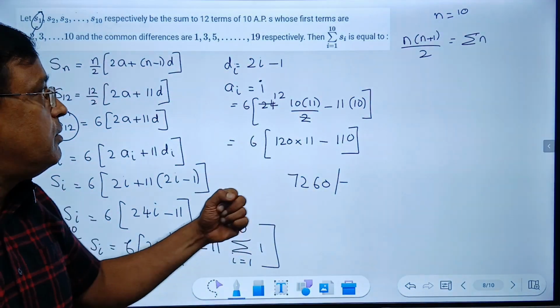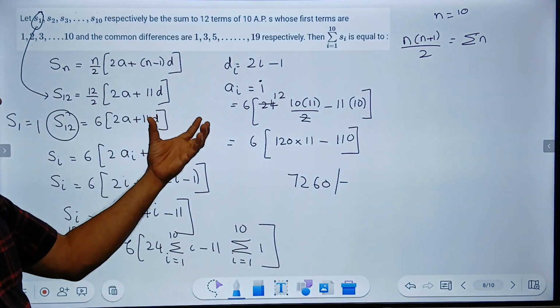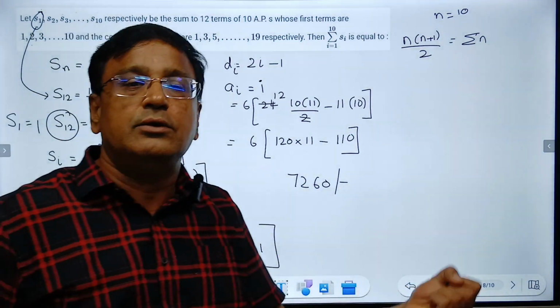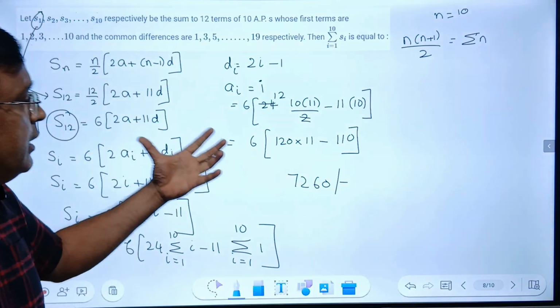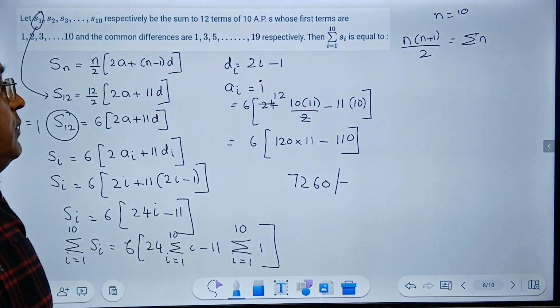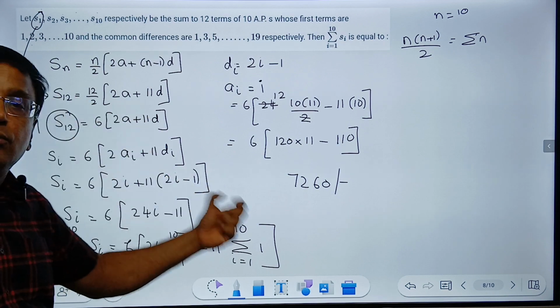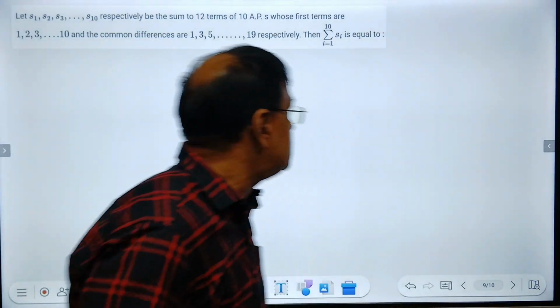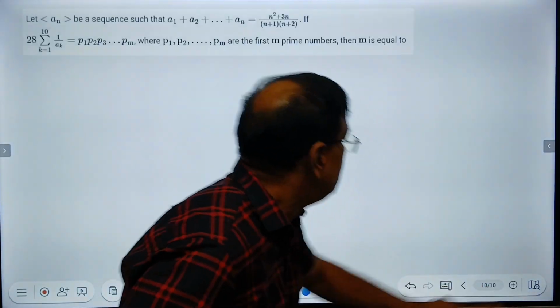Very, very nice problem. See the depth of whatever you have studied in 11th standard sequences and series. It's the same idea. No extra idea is used, but the questions are framed so lovely that you have to think to do these problems. Now let's come back to the last problem for the day.